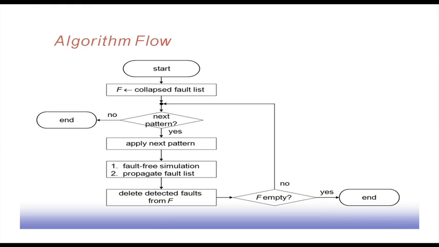So, what is the procedure? Start with the collapsed fault list, look at the next pattern. Apply the next pattern, do a fault free simulation, propagate the fault list, and then delete the detected faults from the fault list, and if the fault set becomes empty, then it will go back.